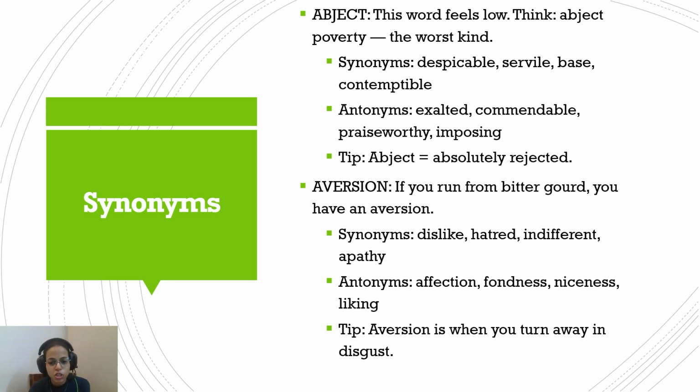Okay. Aversion. If you run from bitter gourd, you have an aversion. We have done this word in synonyms of the previous words. So something for which you have great dislike, your aversion, like you're just driven by it. You just so hate it so much. So hatred, dislike, indifference, apathy. The antonyms would be affectionate, fondness, niceness, liking. So of course, if aversion is hatred, the fondness and liking would be the antonym. So aversion is when you turn away in disgust, like you just avert it, like you can't even look at it. So just turn away in disgust. That's aversion.